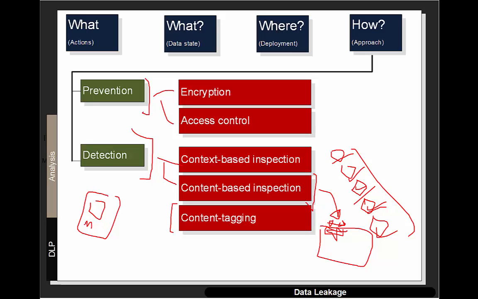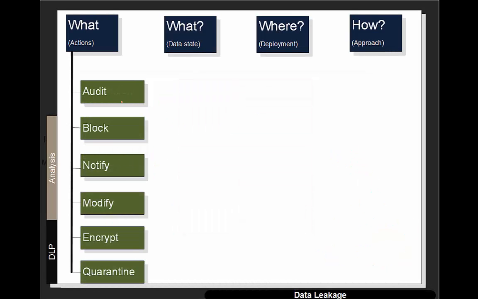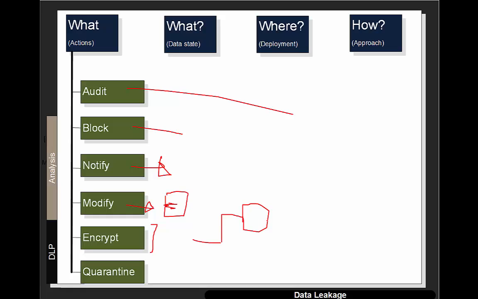And then finally, what are the actions that we might want to take? We might just want to audit something. We might want to block it. We might want to notify someone that it's happened. We might want to even modify what's in the data in some way. We might want to clean it up. If there's a credit card going out on an email, we might want to get rid of it. We might want to encrypt the data, so that an encryption method automatically kicks in to make sure the data is actually encrypted before it goes out. Or we might even want to quarantine the data for further inspection.